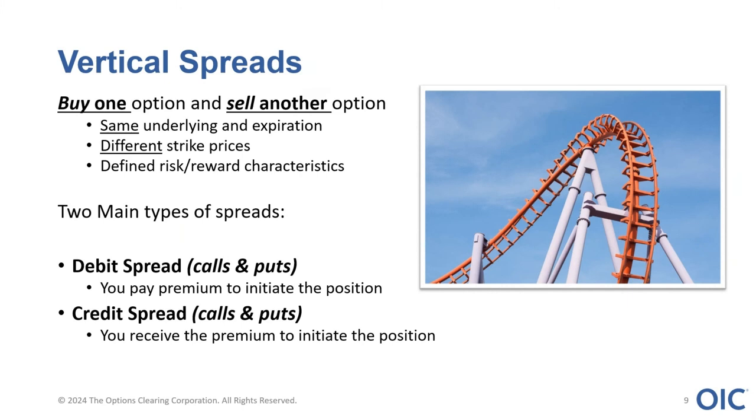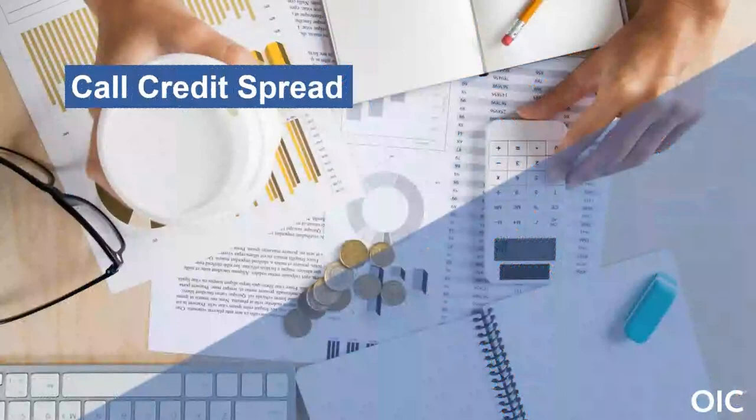What we're going to talk about today is the credit spread, where you receive the premium to initiate this position. You're going to be collecting premium in order to sell these credit spreads. What that means is the exact opposite of the debit spread. The option that you're going to be selling is generally bigger than the option that you are going to be buying. So let's talk about call credit spreads specifically.